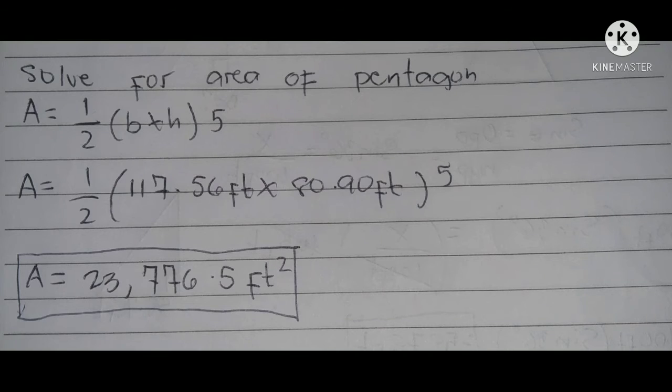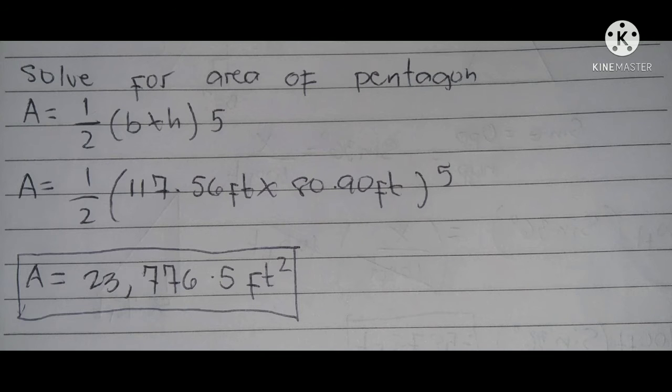So to solve for the area of our pentagon, I use the formula 1/2 times base times height times 5. So first, we will identify our base. Our base is our opposite. We just need to multiply that by 2, because earlier we divided our triangle by 2 to get a right triangle. So now we will put it back together so that we can solve the area of our triangle, and so that we can solve the area of our pentagon. So our base will become 117.56 feet times our height, which is our adjacent, 80.90 feet. Then multiply it by 5 because a pentagon has 5 sides.